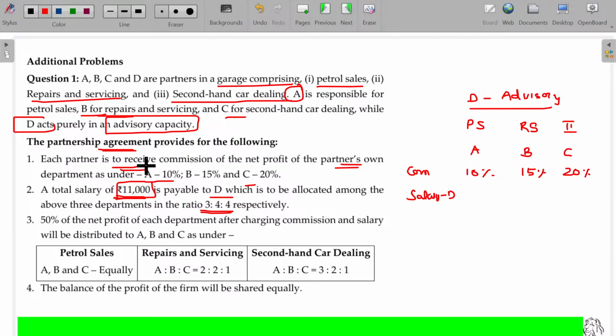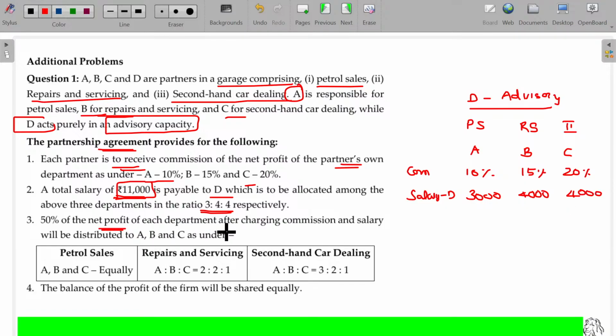So based on the devoted time, or some other basis, the salary payable to D is allocated to these three departments in the ratio of 3:4:4. Overall 11,000. We assume out of that overall value, 3 parts out of 11 are for the PS department, 4 parts for the RS department, and another 4 parts for the second-hand department.